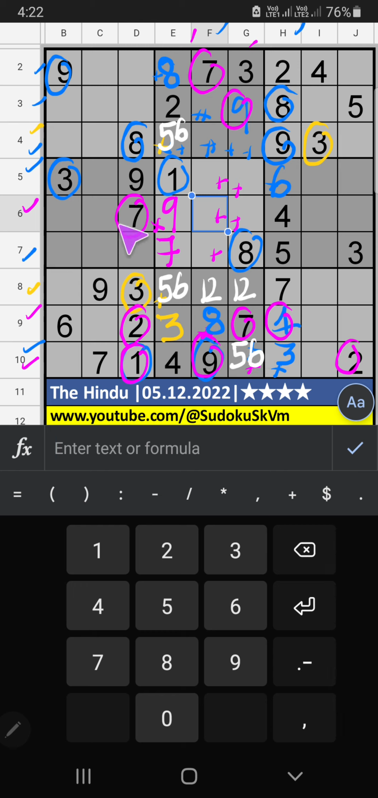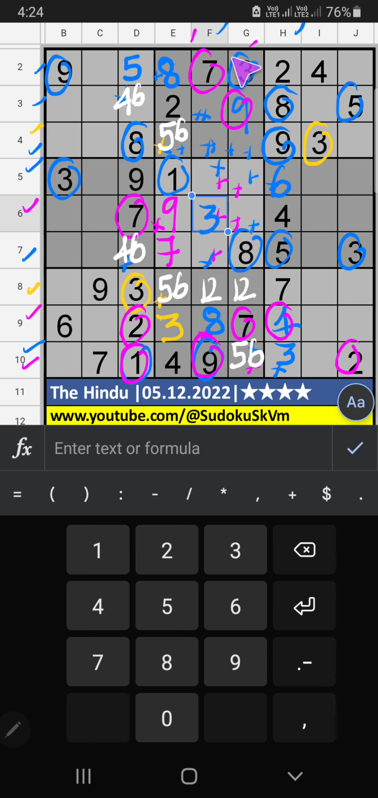5th row and 7th row, we have 3. Column G also we have 3. So 3 can't come in these cells. Then 3 is confirmed here. 7th row, 3rd row, we have 5. So 5 can't come in these cells. Then 5 is confirmed here. Then column D, 2 numbers are remaining, 4 and 6. It will come in another 2 cells. We will confirm later.